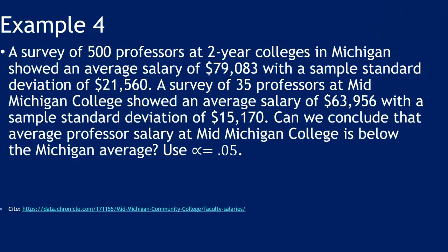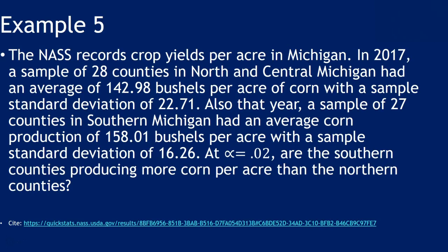Let's do one more before we move on to the other types of tests that are in this chapter. I want you to push pause and try example number 5. All right, so clearly what it's asking us to do is compare average production in terms of bushels per acre between North and Central Michigan compared to Southern Michigan. Okay, the data you can see there.